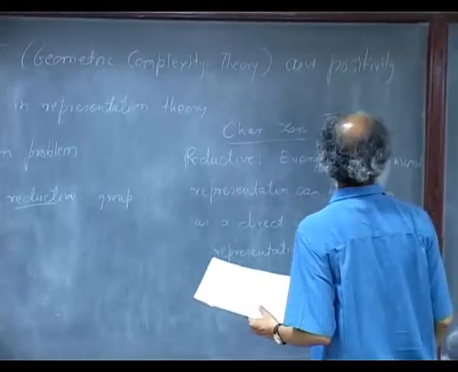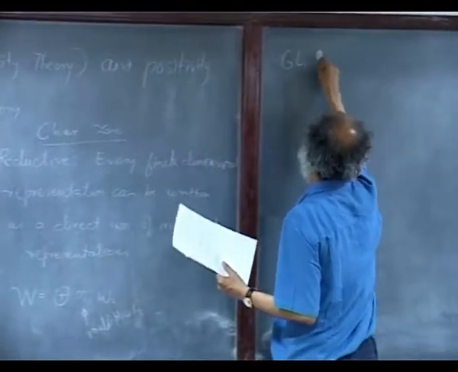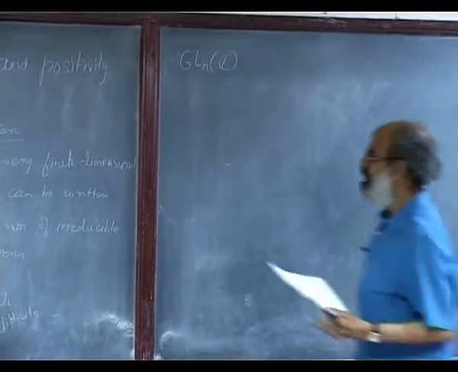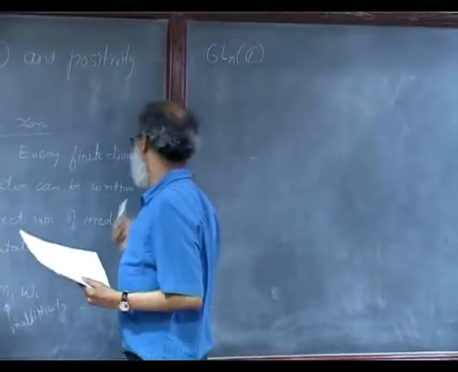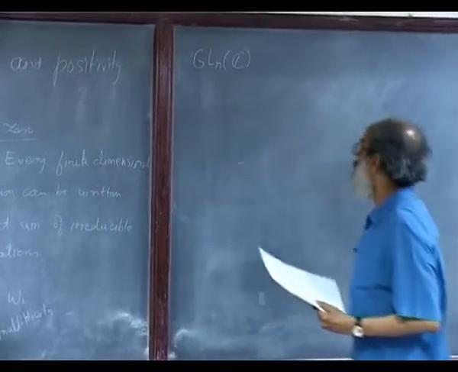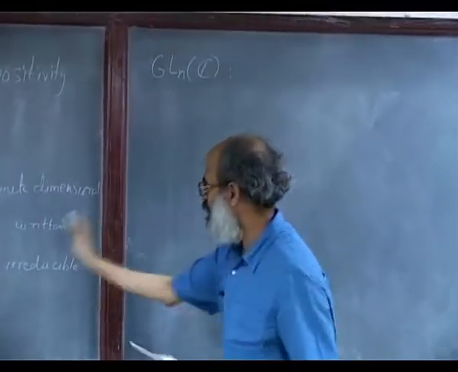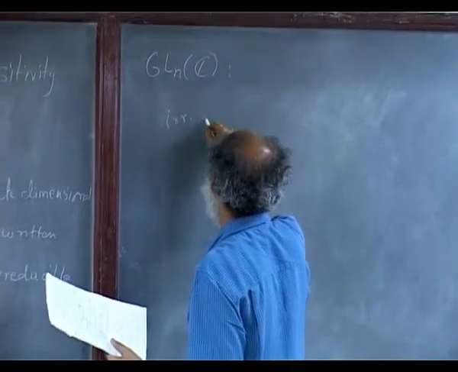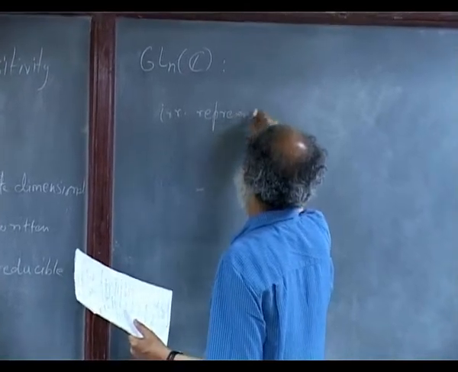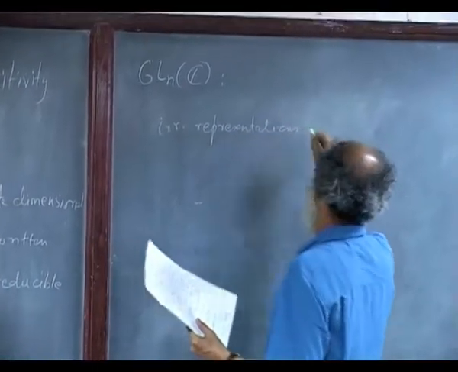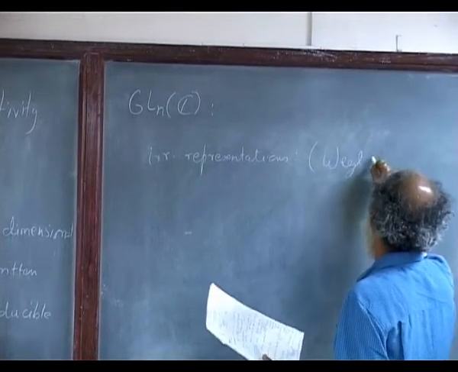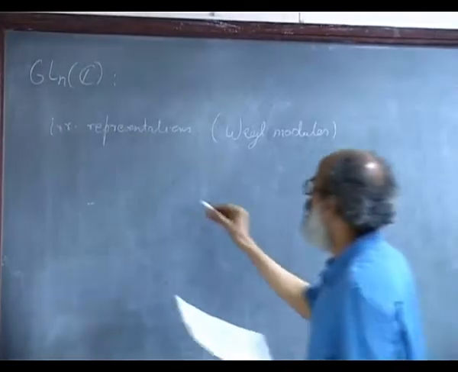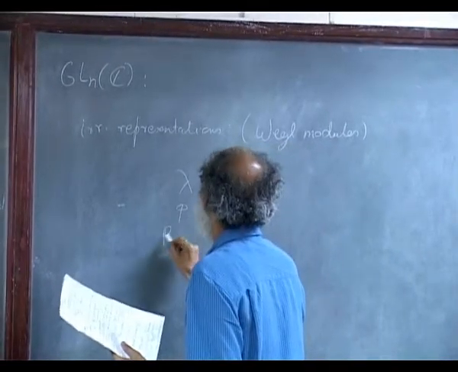So one good example of a reductive group is just GL_n(C). This is the classical result of Weyl, who showed that every finite dimensional representation of GL_n(C) can be written as a direct sum, and he also classified all these irreducible representations. Those irreducible finite dimensional representations of GL_n(C) are called Weyl modules, and they are in one-to-one correspondence with partitions lambda.